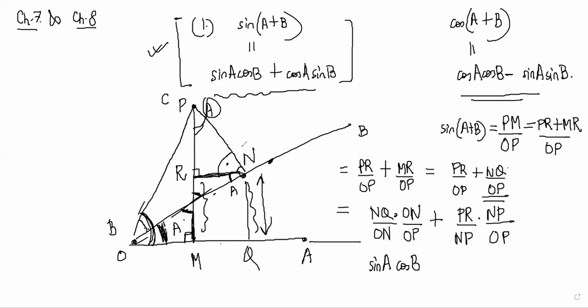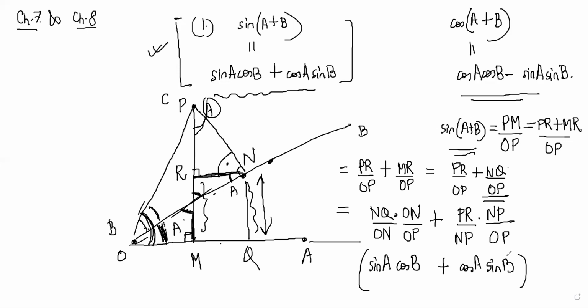Base by hypotenuse, so this is cos A. And what is NP by OP? NP by OP, right? That is clearly perpendicular by hypotenuse for this angle, so sine B. So we have proved that sine of A plus B is equal to sine A cos B plus cos A sine B. Okay, so that is the proof that is there in SL.